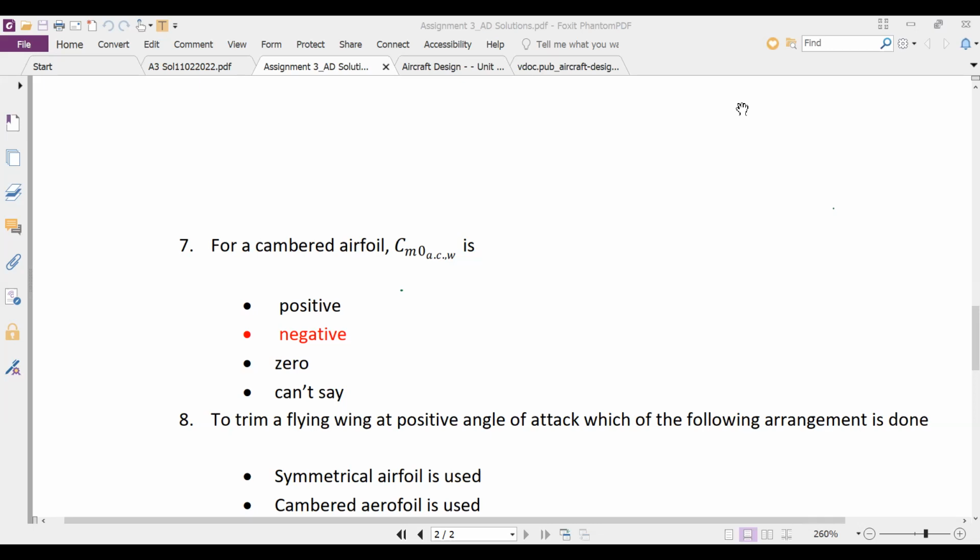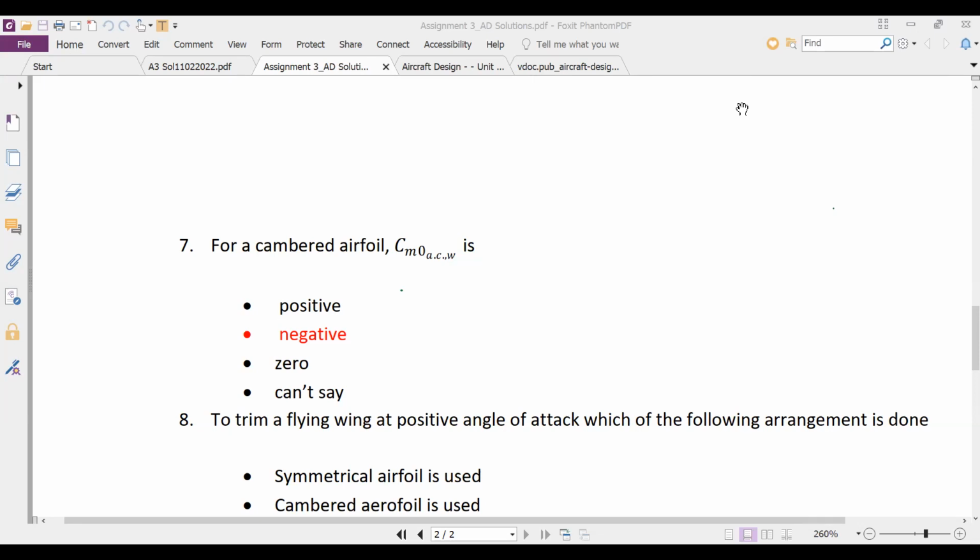Yes, sir. Cm naught is also the same. It is the value of Cm naught at zero lift angle of attack. Cm naught at zero angle of attack, or the value of Cm at zero angle of attack? Sir, it is a constant value that remains even if the airplane is not generating any lift. Okay.